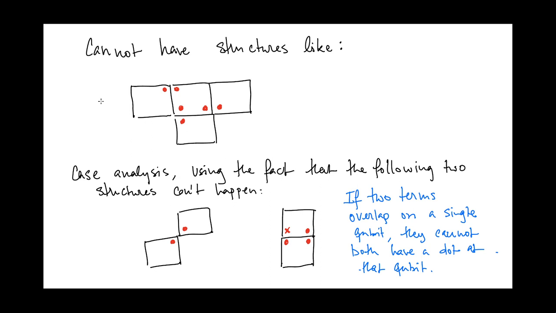So for example, I can't have diagonal dots here. If P1 and P2 commute in a two-way, they can't both act non-trivially on that qubit. If I have a dot here, then it has to be an X up here.